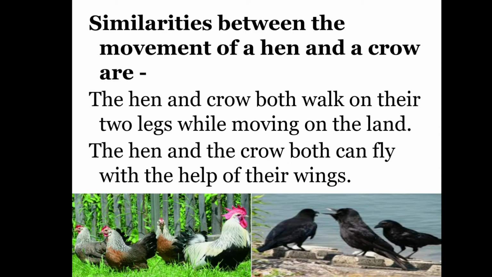So similarities between the movement of hen and crow. The similarities between the movement of a hen and a crow are: the hen and crow both walk on their two legs while moving on the land. The hen and the crow both can fly with the help of their wings.